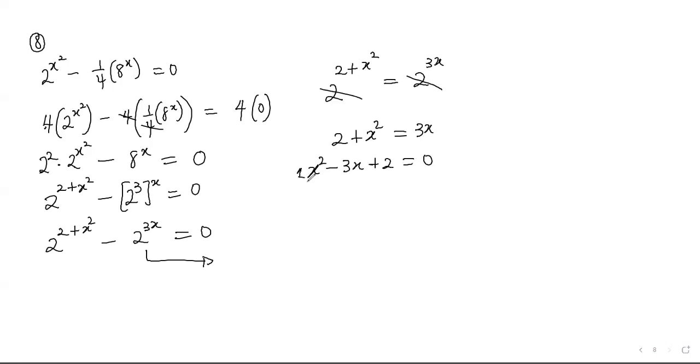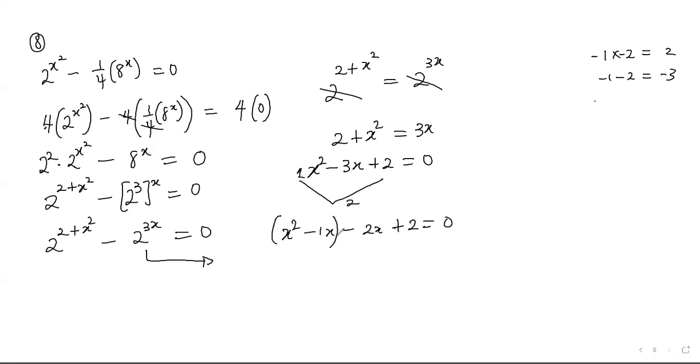Now multiply out. You have 2. What will you multiply to get 2, and when you add them, you get minus 3? That is, 1 times 2 will give me 2, and minus 1 times minus 2 gives me 2. Then minus 1 minus 2 will give me minus 3. So what I'm looking for is minus 1 and minus 2. And that will become x squared minus 1x minus 2x, then plus 2 equal to 0. That is the split for minus 3x.